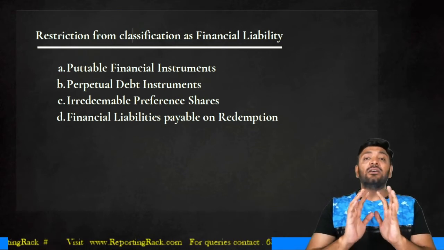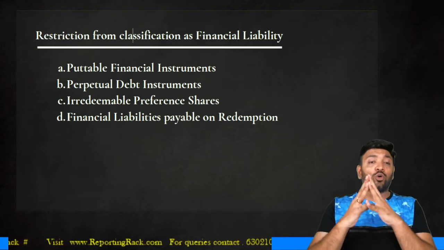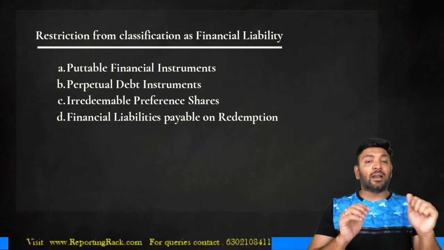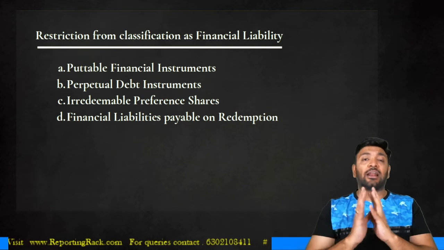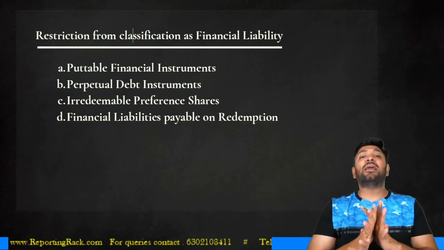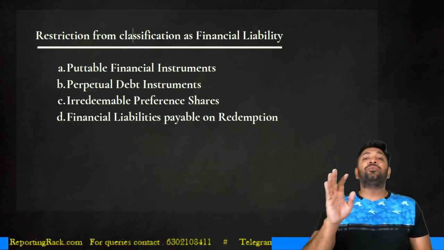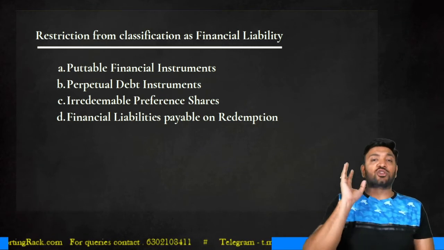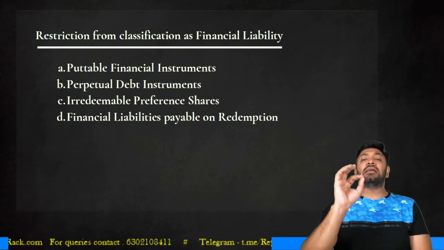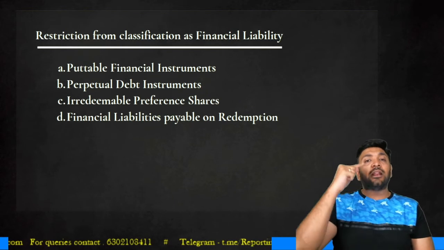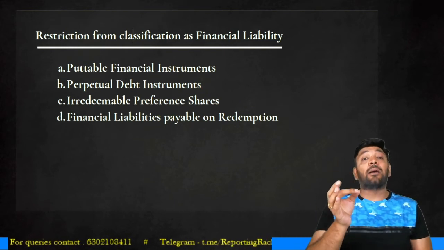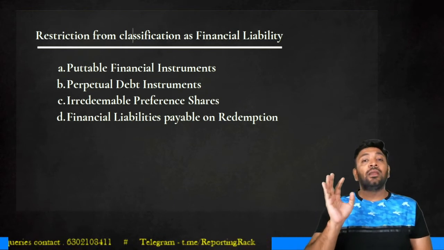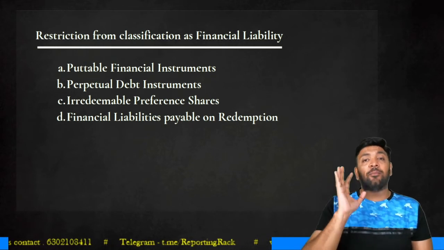In such cases where the holder is holding a right to put back the instrument, these are called puttable financial instruments. They cannot be classified as financial liability. Let's say a company has issued an instrument to you and said this instrument is for 3 years. It will be renewed continuously unless the company wants to pay the amount.